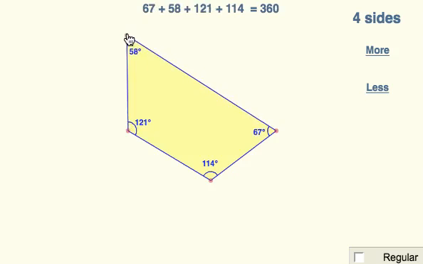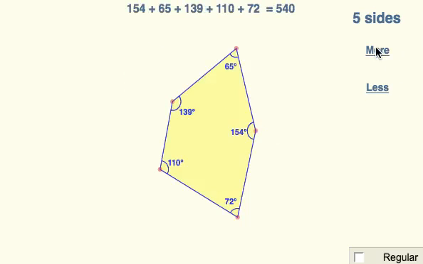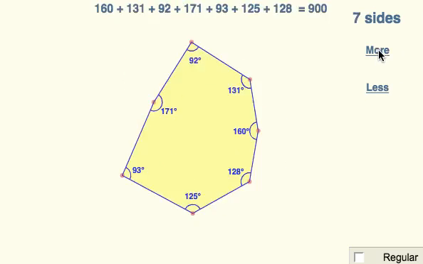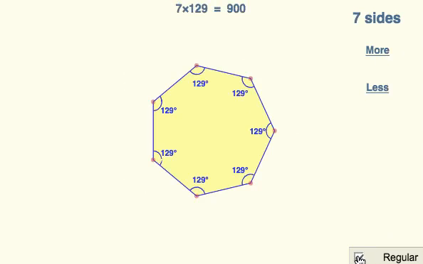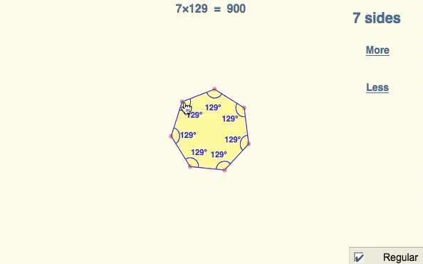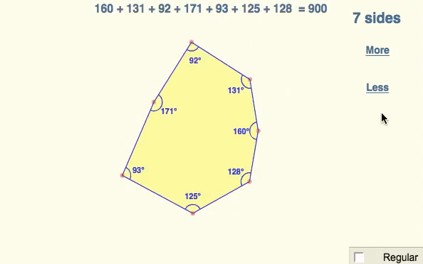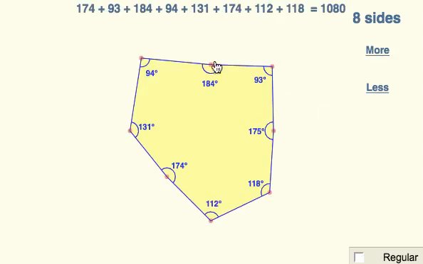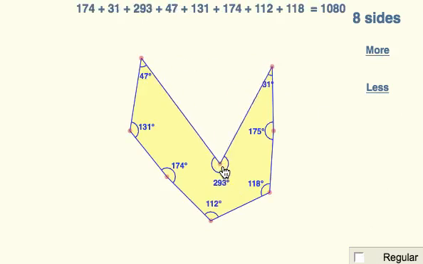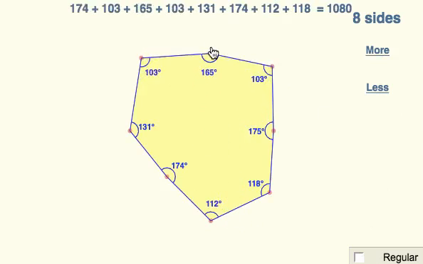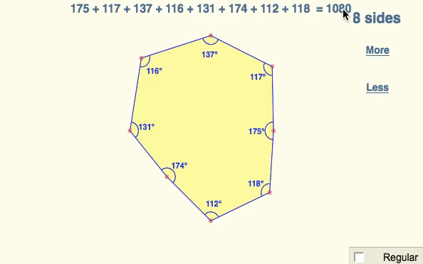Okay, so I'm going to put this link up. I'm going to ask you to go there and amuse yourselves with it to whatever extent you want. You know, twirl things around, make it bigger, smaller, whatever you want to do. But really the goal is just to get used to the idea that no matter what you do, you're always going to end up with the same total number of degrees for whatever number of sides you're dealing with.